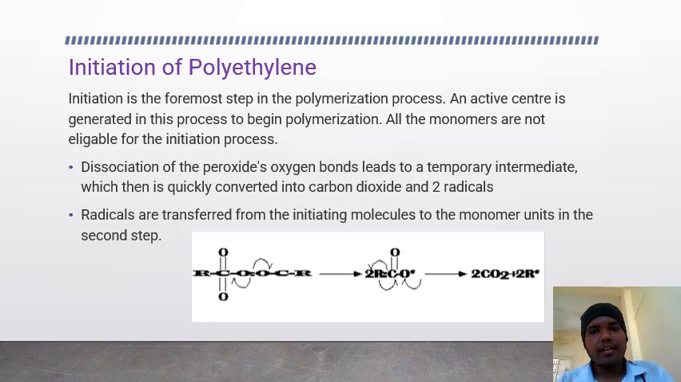I am Atharva Kulkarni. I will explain today the initiation of polyethylene. Initiation is the foremost step in the polymerization process. An active center is generated in the process to begin polymerization. All the monomers are not eligible for the initiation process. Dissociation of the peroxide oxygen bond leads to a temporary intermediate, which is then quickly converted into carbon dioxide and two radicals. Radicals are transferred from the initiating molecules to the monomer unit in the second step.